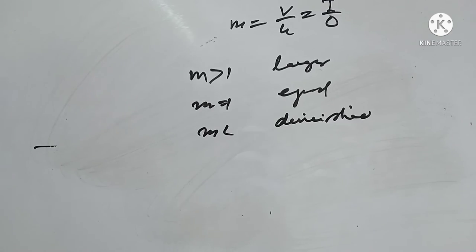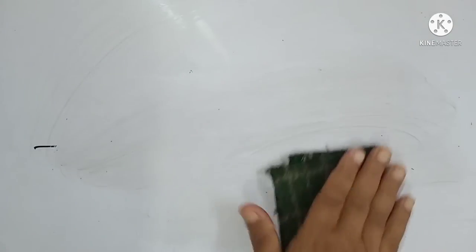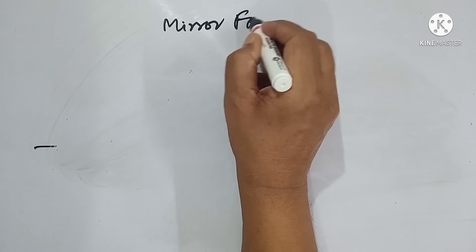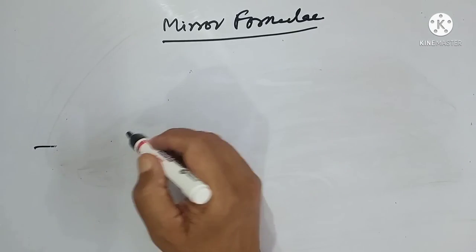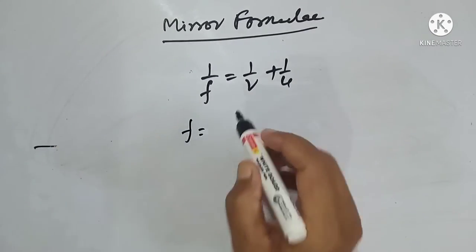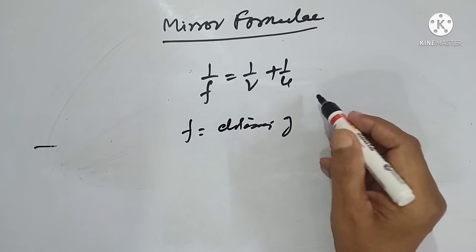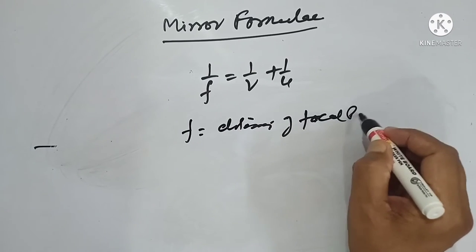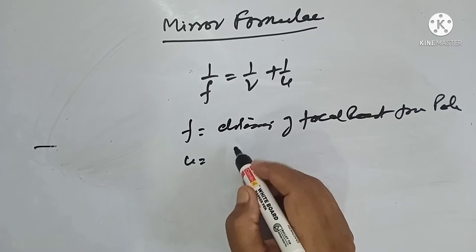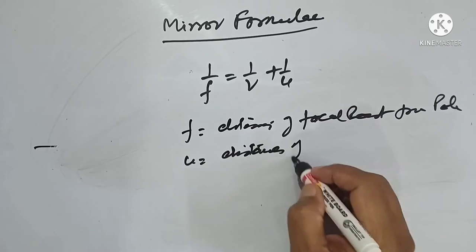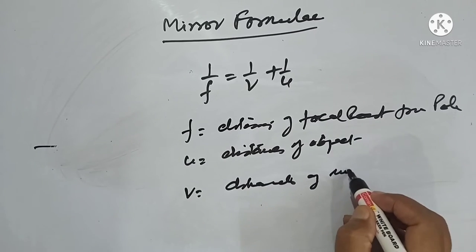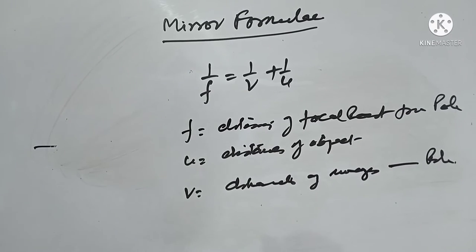And now we come to the mirror formula. So we have a mirror formula. And that is 1 upon F is equal to 1 upon V plus 1 upon U, where F is the distance of focal point from pole. U is distance of object. V is distance of image measured from pole. So this is the mirror formula.